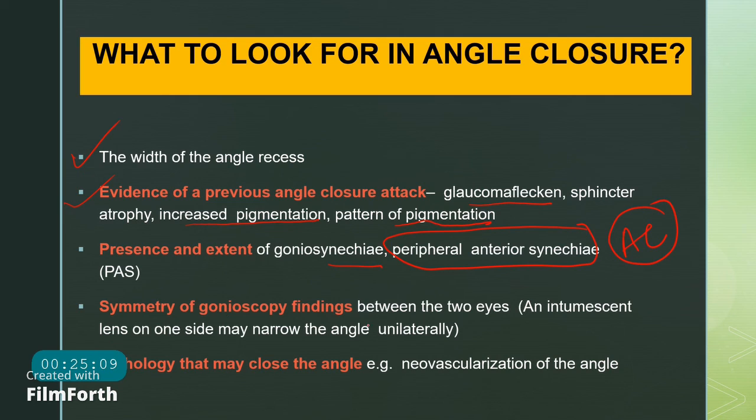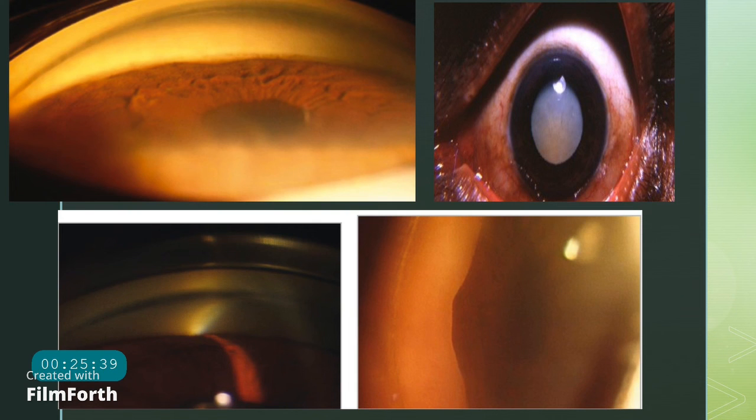Symmetry of gonioscopic findings between the two eyes is very important, because sometimes you might have an intumescent cataract, and because of the intumescence and increased diameter, it might be pushing the iris forward and leading to shallowing of the AC. So when you have a narrow angle in one eye, then maybe the pathology is the intumescence of the lens, because in the primary conditions, usually bilaterally there will be narrow angles. Then you have to look for the pathologies that might close the angles, like neovascularization of the angle.